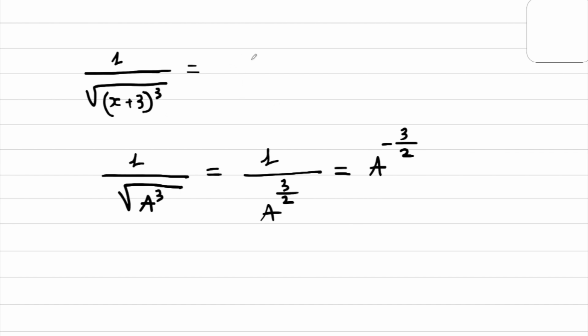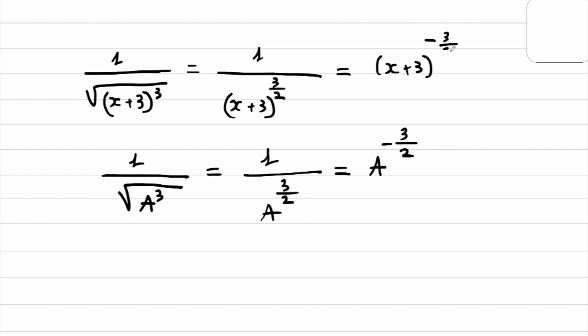So just step by step. The first step, I will rewrite x plus 3 here. And the power number will be 3 over 2. And then you got x plus 3 and the negative 3 over 2 will be here. Yes, the same idea as the example about a.